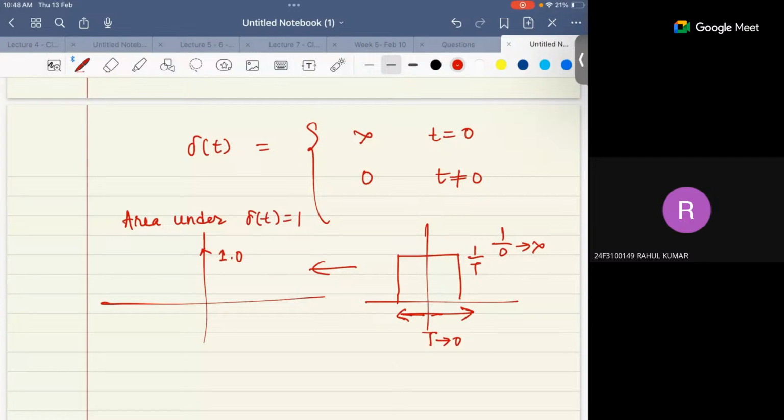So whenever a delta function is represented, the value 1 represented here is not the magnitude, but the area. Okay, sir. You got it right. So this is not the magnitude, just the area. So if you calculate the Laplace transform, you'll get 1. The Laplace transform will be 1 for a delta function.